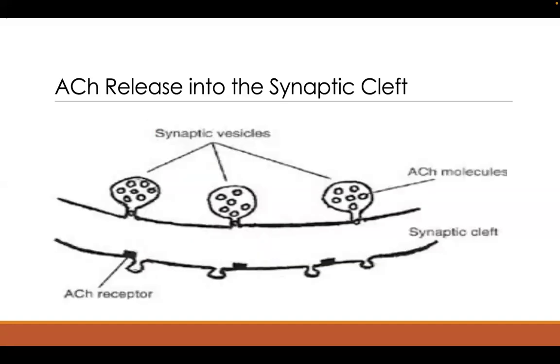When this happens, we then have an ACH release into the synaptic cleft. The influx of calcium ions triggers the synaptic vesicles that we spoke about in the first figure, filled with acetylcholine, which we're going to call ACH, to move towards and fuse with the presynaptic membrane. This process is called exocytosis. It releases the ACH into the synaptic cleft, which is the space between the axon terminal and the muscle fiber membrane.